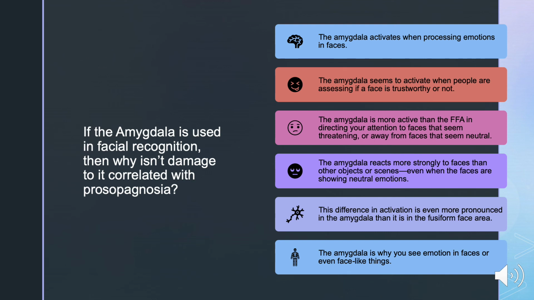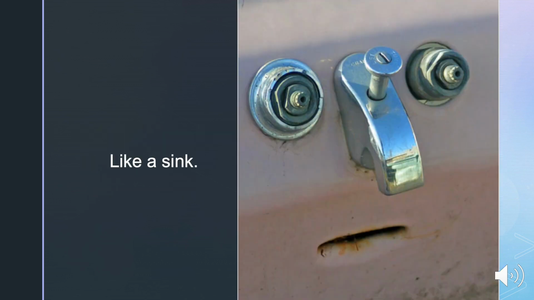The amygdala reacts more strongly to faces than other objects or scenes, even when the faces aren't showing any strong emotions. This difference in activation is more pronounced in the amygdala than it is in the fusiform face area, so clearly the amygdala is important when looking at faces. It seems the amygdala is why you see emotion in faces or even face-like things, like a sink.